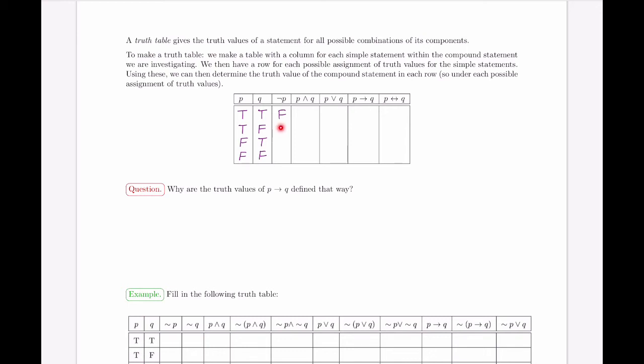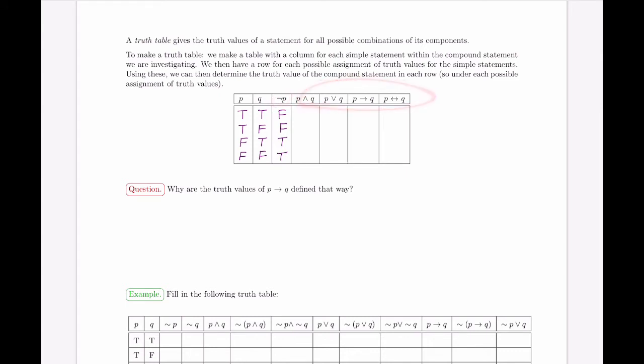What about the next one? Again, I look for the corresponding entry in the P column. It's true, so not P must be false. P is false here, which means that not P must be true. And P is false here again, so that means that not P must be true again. This one is a little bit different than the others because it only involves one variable, P. So in that sense, when I am constructing this column, the column for Q just gets ignored because it's not part of this operation.